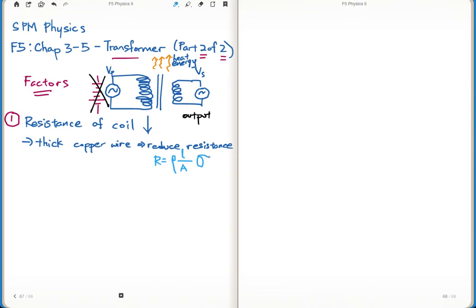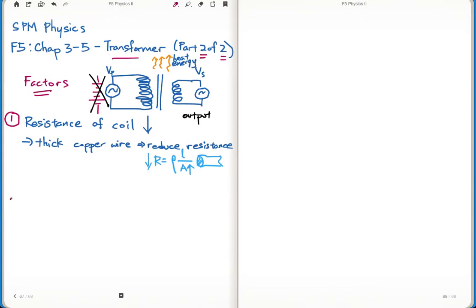You have the wiring, right? This is the wire. You have a big cross-sectional area, so more electrons will be able to flow through it. Therefore, when the area increases, the resistance reduces. This is what we have learned in the past. So first, you need to reduce the resistance of the coil.